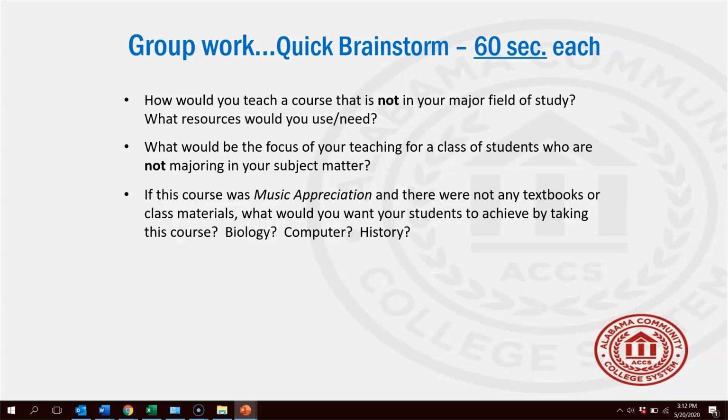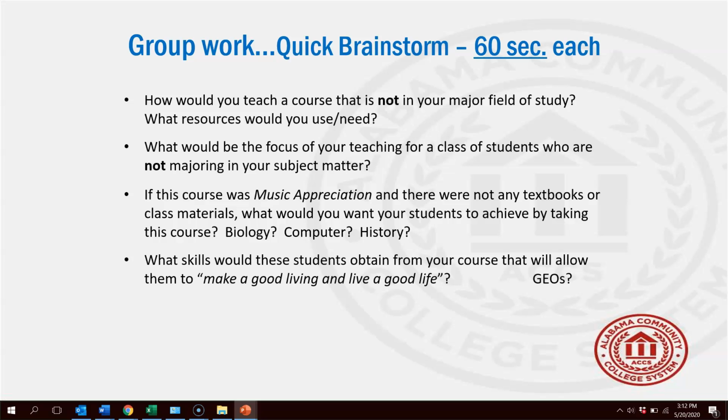And then we say, what if that course was something like a music appreciation and there weren't any textbooks or class materials? What would you want your students to achieve? And it should be the same whether it's biology, computer, or history. We want to be able to critically think. We want to be able to evaluate information and knowledge. We want to be able to communicate that in a respectful manner, have some conflict resolution. So regardless of the course we teach, those are our common core competencies. So we've kind of answered the question about skills. As Terry O'Banion says, our job is to provide them an education, allow them to make a good living and live a good life.